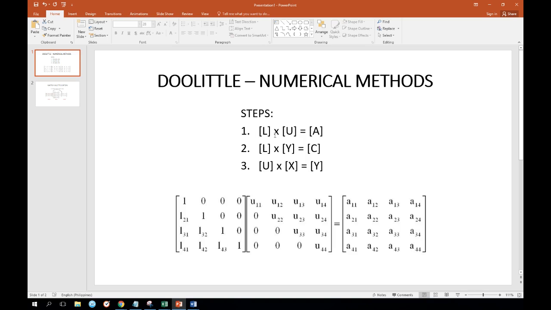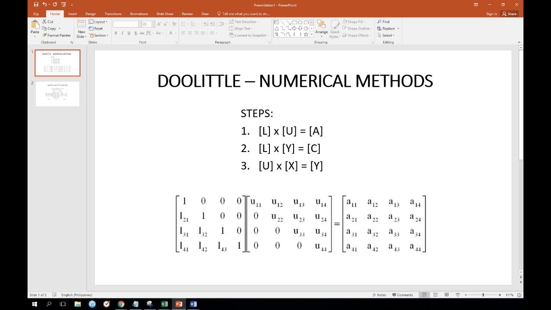The first one is L multiplied by U is equal to A. That's lower triangle times upper triangle is equal to A. Then the lower triangle multiplied by Y is equal to C. And then the upper triangle multiplied by X is equal to Y. So the values that we will be getting at this part for the X are the values of the unknowns. This is how the lower triangle and the upper triangle look like, and this is how the first step looks like.